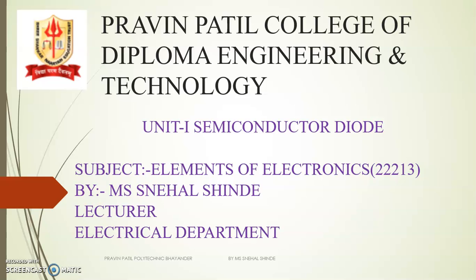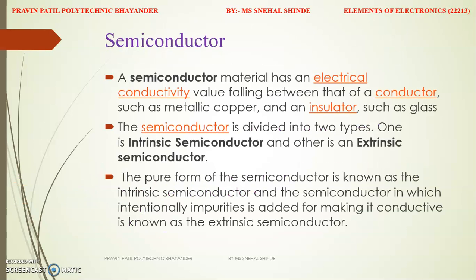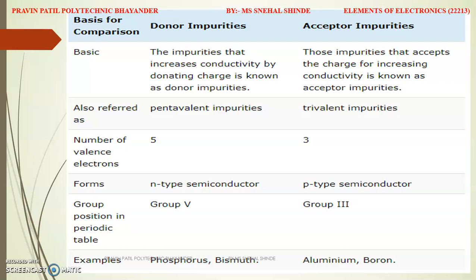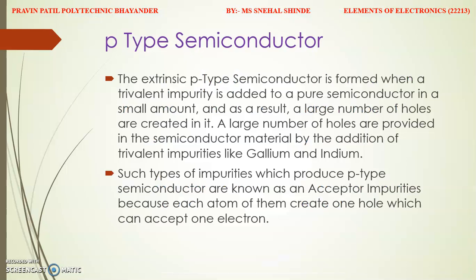Subject is Elements of Electronics. Subject code is 22213. Unit 1 Semiconductor Diode. So we have started Unit 1 Semiconductor Diode. In previous lecture we have seen semiconductor, then intrinsic semiconductor, what is extrinsic semiconductor, then donor impurities, acceptor impurities.